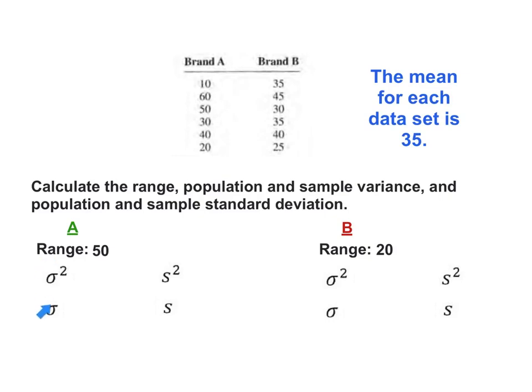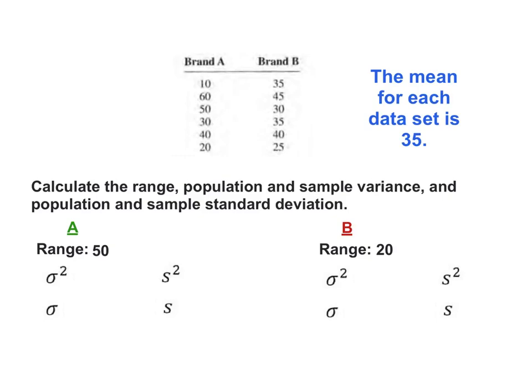Okay, so we've got our populations over here. So population variance, population standard deviation. Sample variance, sample standard deviation. What you're going to do, in your calculator, go to the stat button and then hit edit. I want you to clear all the lists you might have in there right now. Do not hit delete, hit clear.